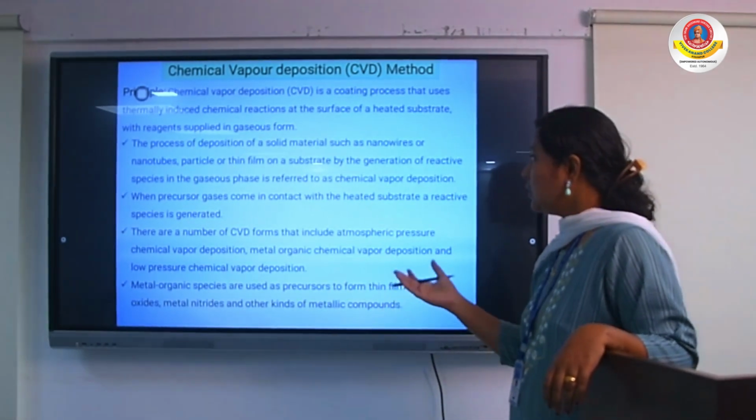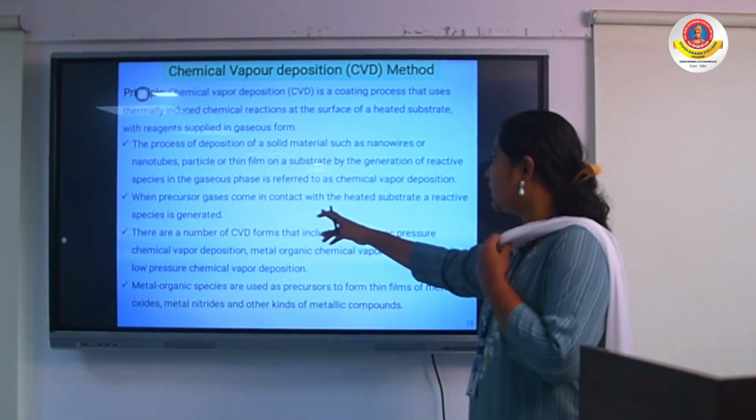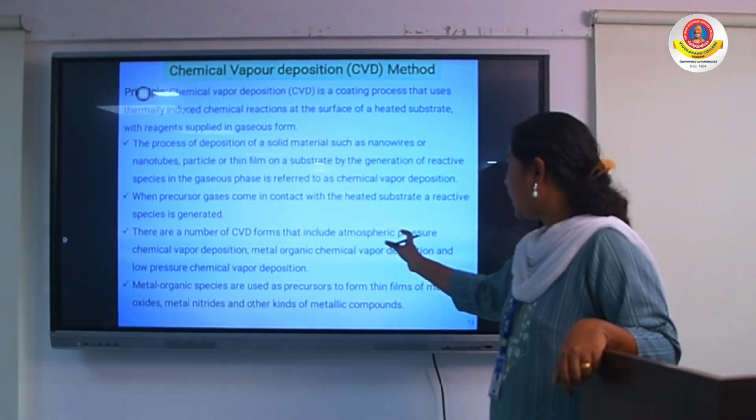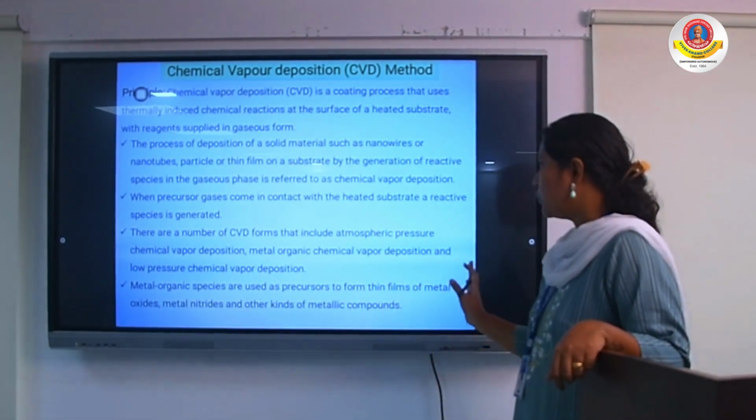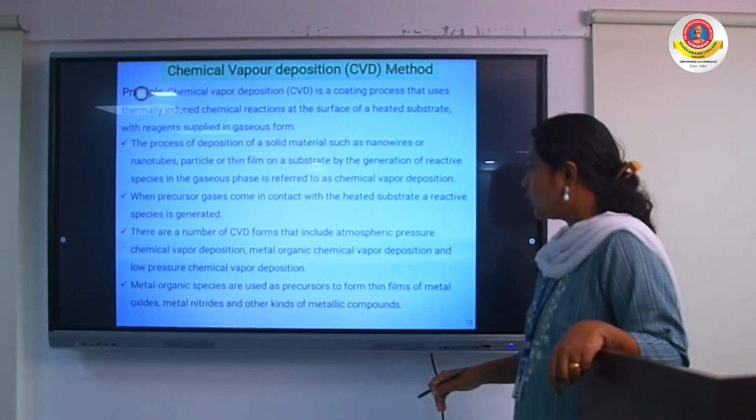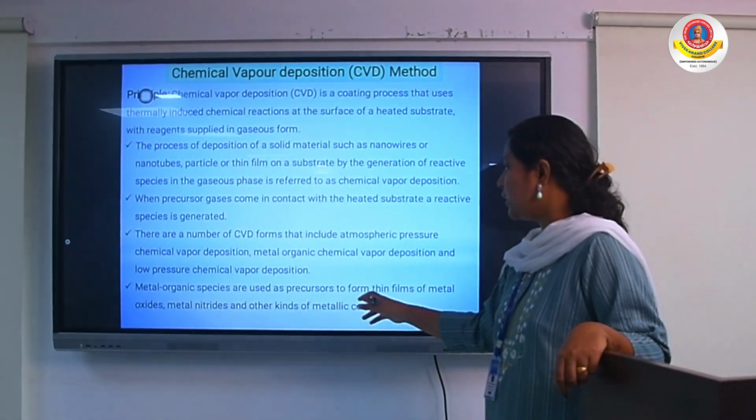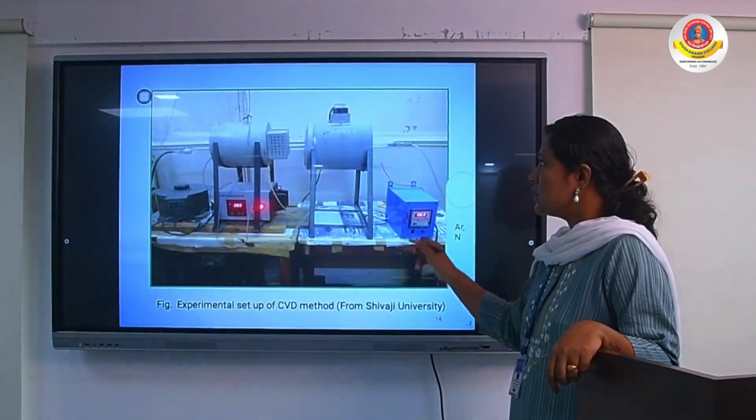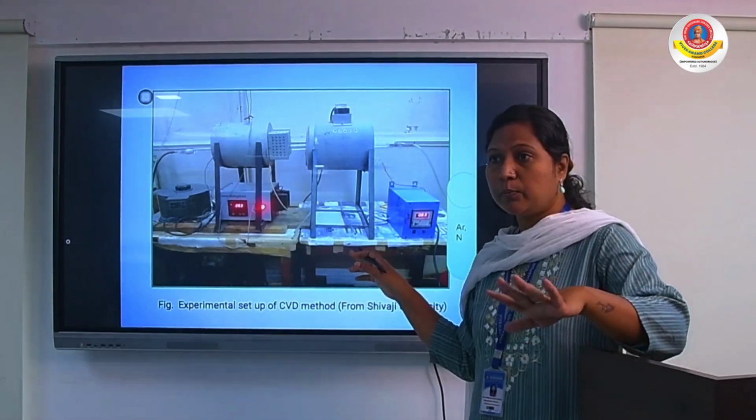So how we can see in the next slide: when precursor gases come in contact with the heated substrate, a reactive species is generated. There are a number of CVD forms that include atmospheric pressure chemical vapor deposition, metal organic chemical vapor deposition, and also low pressure chemical vapor deposition. Metal organic species are used as a precursor to thin films of a metal oxide, metal nitride, and other kinds of metallic compounds. So this is the actual experimental setup of the CVD thin film deposition technique.